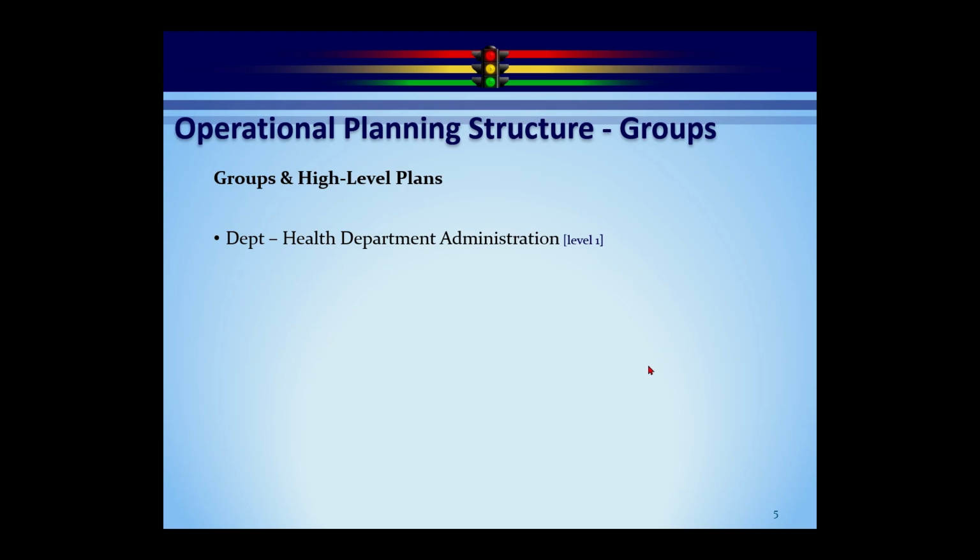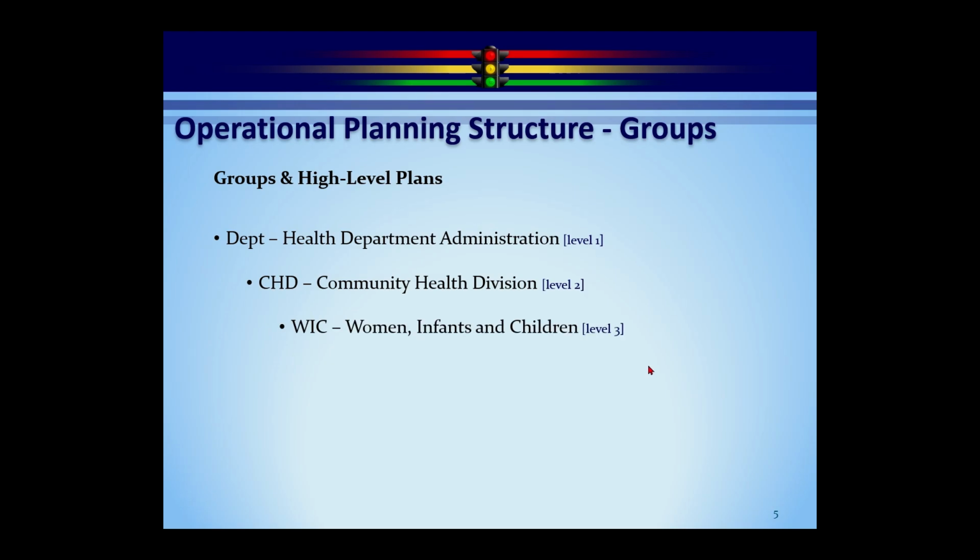Levels can go up to 10 deep. Nobody's ever gotten that deep, but it's possible if you wanted to. Let's say we have a community health division that reports to the department. So the community health division has what we call a parent group called department and a level 2, which is one level below the department. And let's assume in this little operation here that WIC reports to community health, which reports to the department.